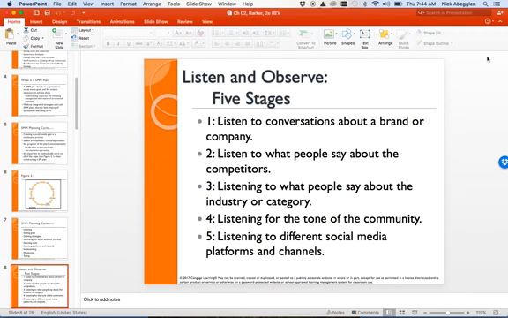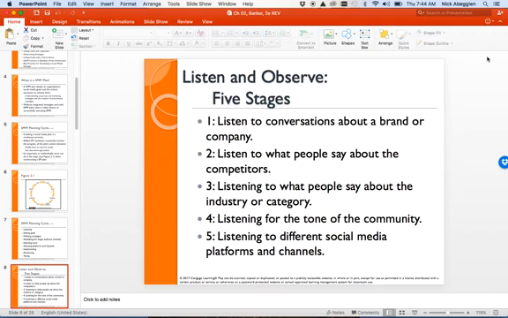So, listen and observe. We're going to get into a little bit more detail on listening. It's important to observe the surroundings and consider the target audience as well as the social landscape in general. Marketers should follow conversations about a particular brand or company, its competitors, and the relevant industry on as many social media platforms as possible. Identifying where the organization's target market hangs out and what they are doing there is going to produce competitive advantage for that company. Number one, listening to the conversations about a brand or company.